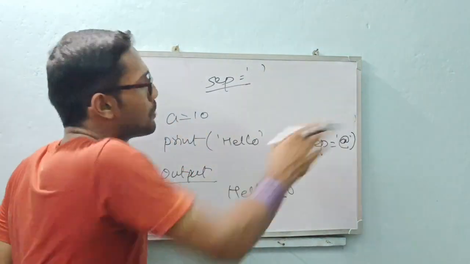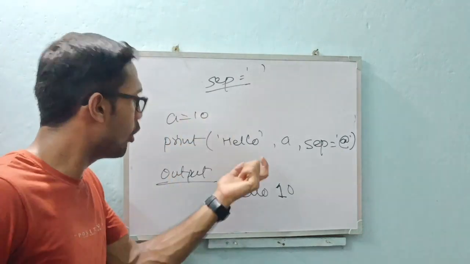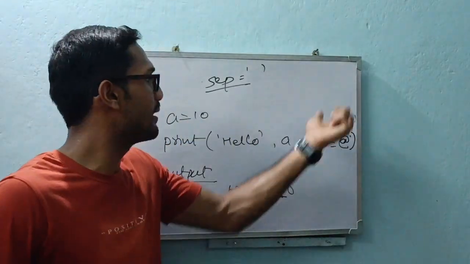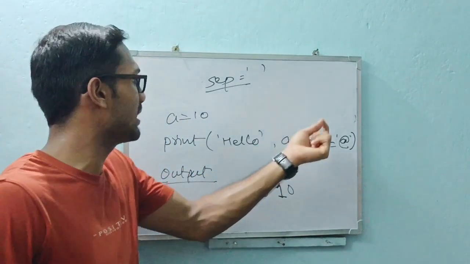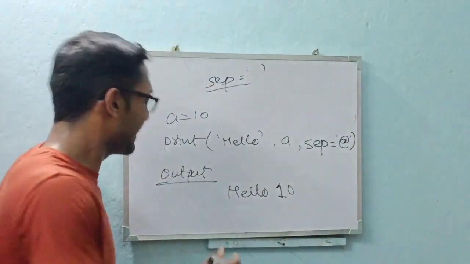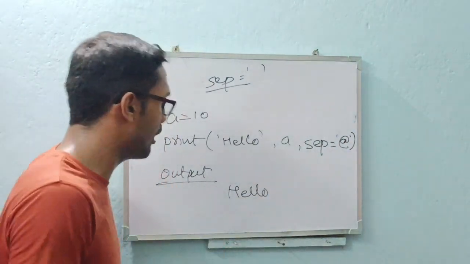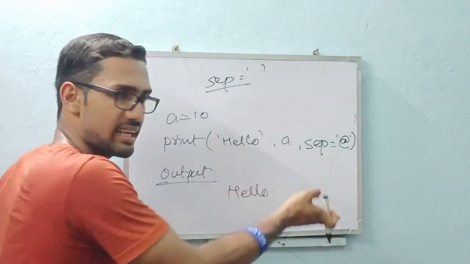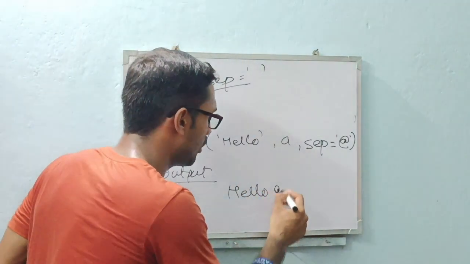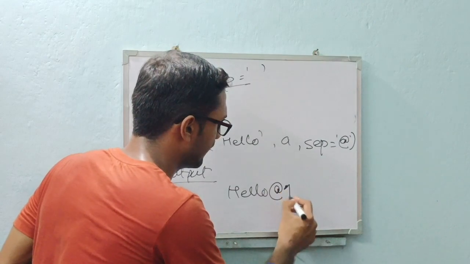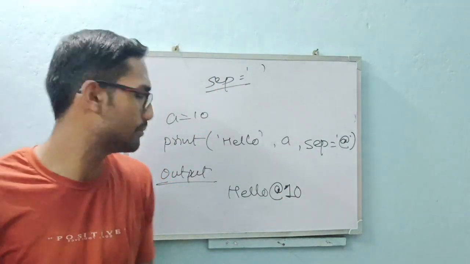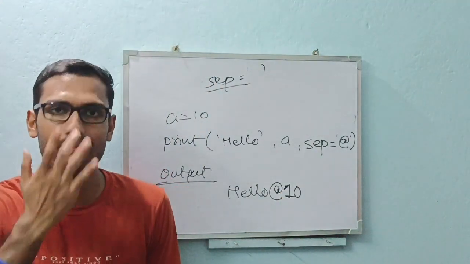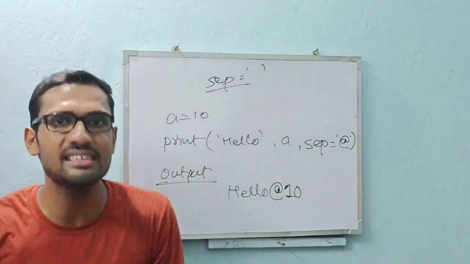So if I write this particular statement, print hello, comma a, comma sep equals to, within quotes, @, then in that case the output will be hello @10. So previously the output was coming as hello space 10. Now the output will be hello@10. Clear? I hope this is 100% clear to you.